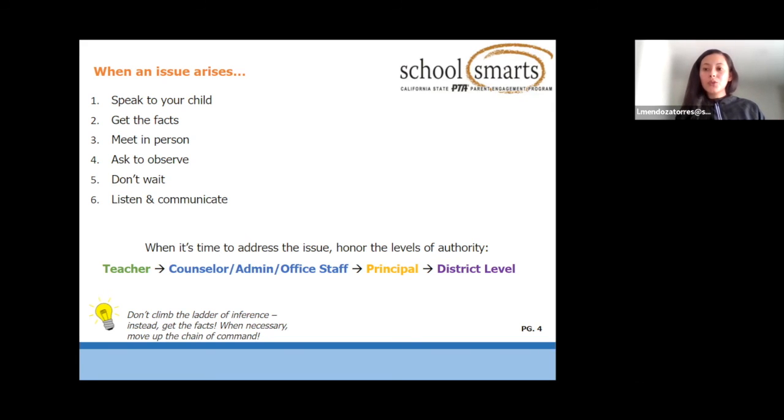It's very important to know where to go when an issue arises, and I see that a lot of you said earlier that you know. Just as a reminder, whenever there is anything, you first go to your student's teacher, and then to the counselor, the administration, the office staff, then the principal, and then you take it to the district level. So don't climb the ladder of interference. Instead, get the facts. When necessary, move up the chain of command.